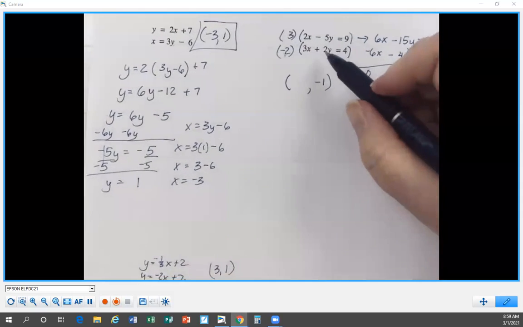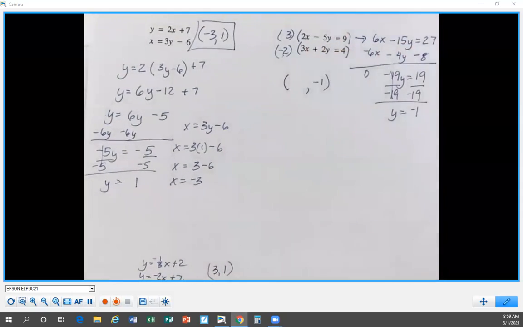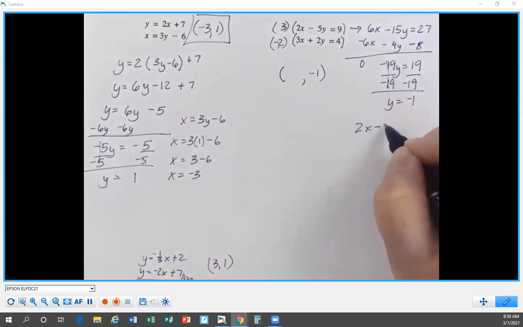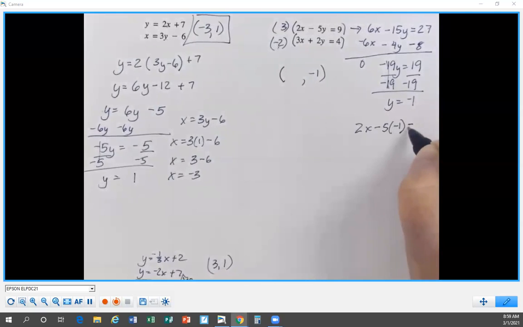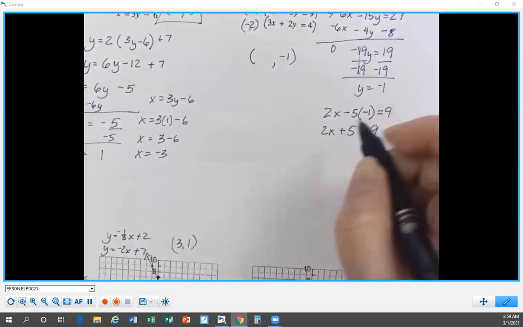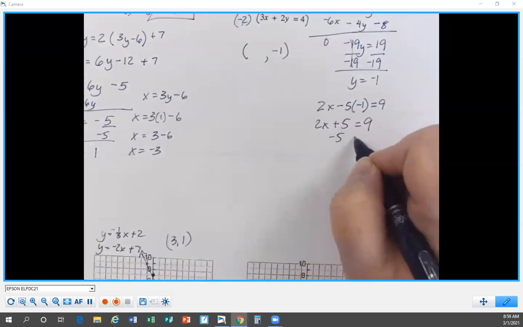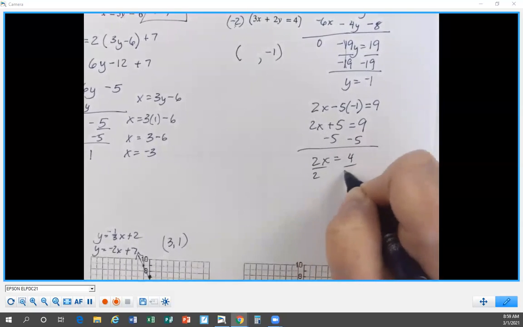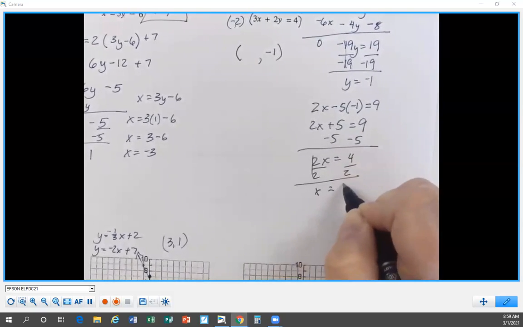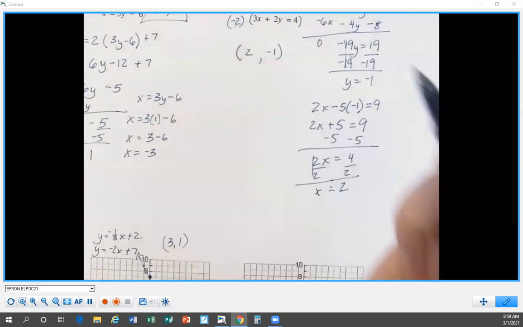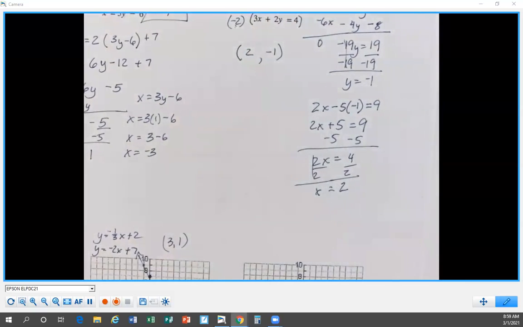And then we can substitute that into either one of the original equations. It doesn't matter, so I'll just sub it into the top equation. 2x minus 5 times negative 1 equals 9. 2x plus 5 equals 9. Subtract 5 from each side to get 2x equals 4. And then divide each side by 2 to get x equals 2. So our solution is 2, negative 1. So those are just some examples of choosing the best method to solve systems of equations.